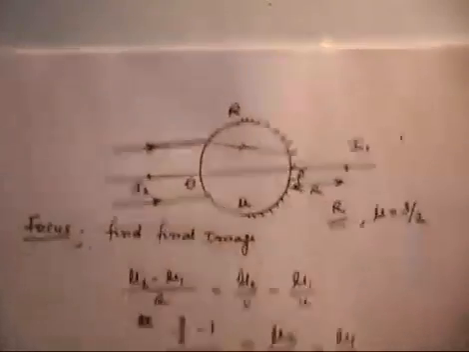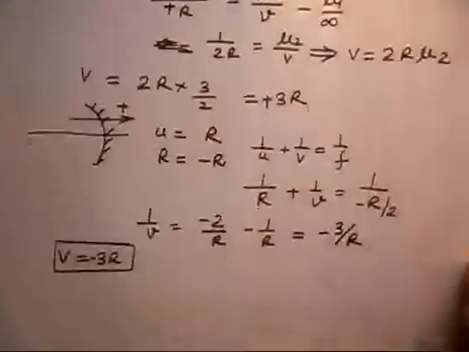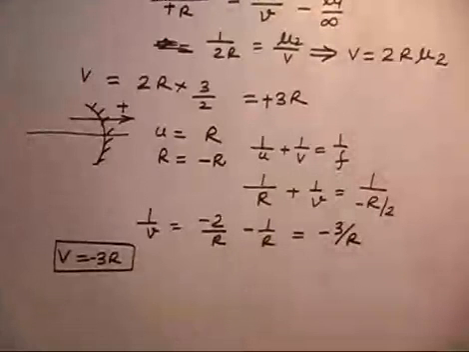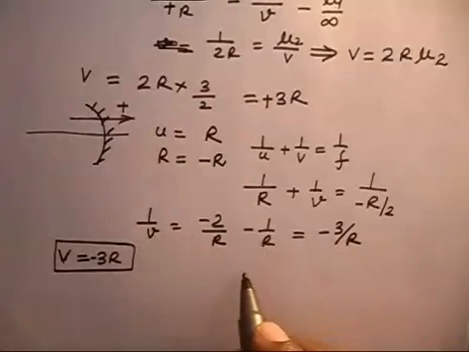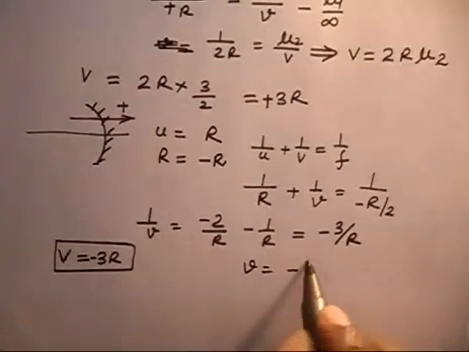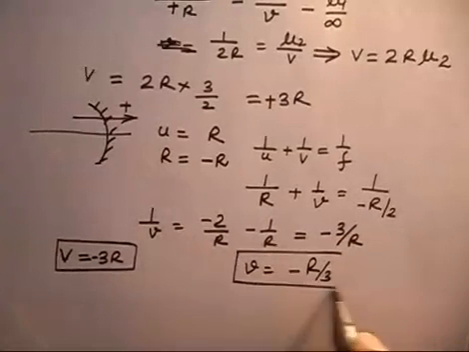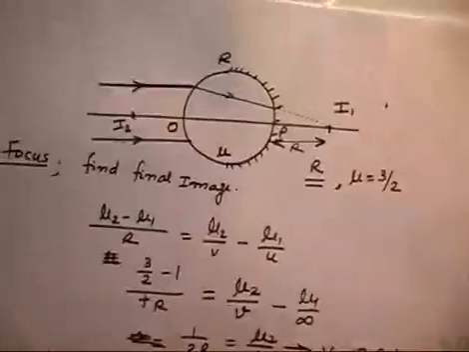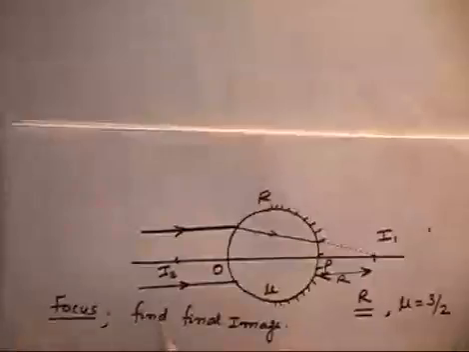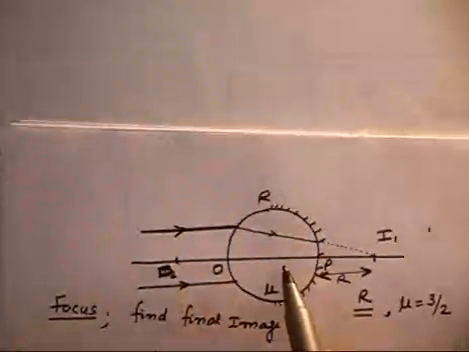Oh no, this is not 3r. Let me check here. This distance is how much? So v is what? Not 3r. This is minus 3 by r, so v is minus r by 3. I have done something wrong. So v is minus r by 3. This means this image will be formed at minus r by 3. This is not 2r. I2 will be somewhere r by 3 distance from here.